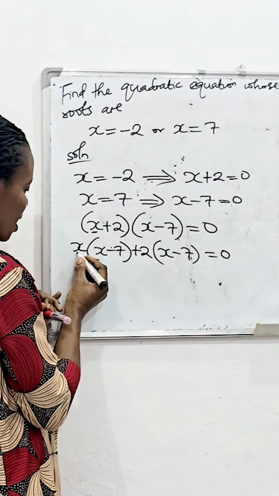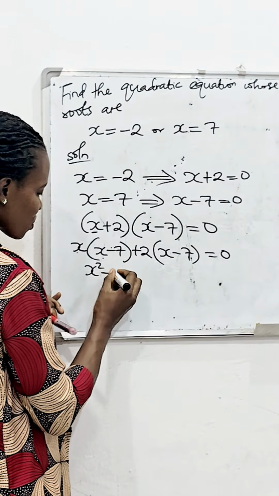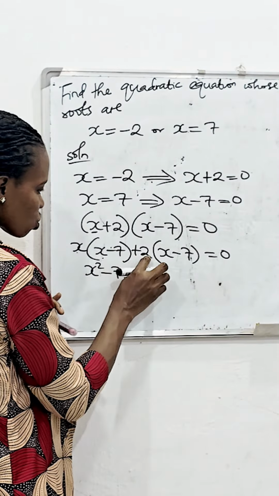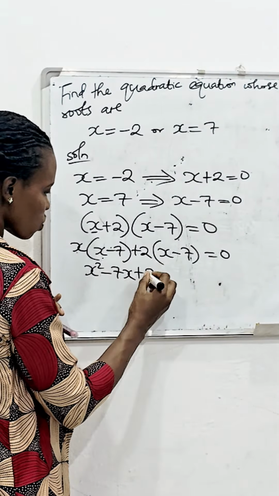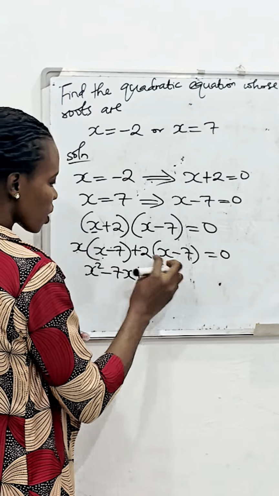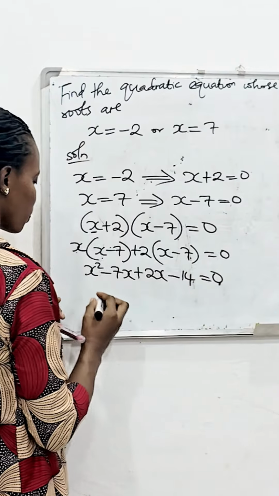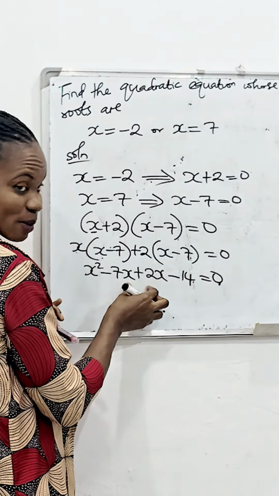Alright, so we start. x times x is x squared. x times minus 7 is minus 7x. 2 times x is plus 2x. Plus times minus is minus. Okay? 2 times 7 is 14, equals 0. Okay, so these two we can simplify further.